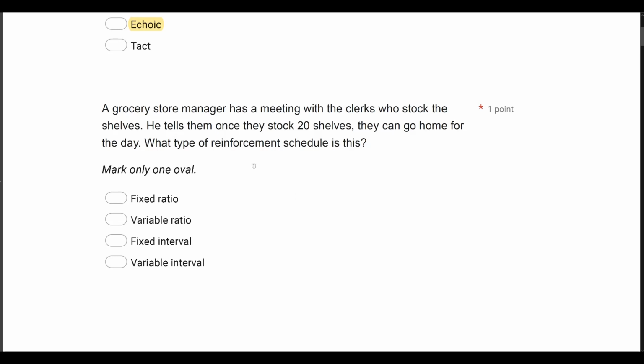So is this reinforcement, where once you stock 20 shelves, you go home for the day, based on an amount of time or an amount of responses? Well, it's an amount of responses. There's no time limit to this. It's just as quickly as they can stock 20 shelves that they get to go home. So we're looking at a ratio. It's based on the number of correct responses. So then we ask ourselves, is it fixed or is it variable? Well, fixed is unchanging. It's a set number. Variable is average. The grocery store manager clearly says if you do 20 shelves, you go home. So it's very clearly fixed. It's a fixed number of responses in order to go home. What type of reinforcement schedule does that represent? Well, a fixed ratio. Break it down like that. Ask yourself, is it time? Is it responses? Is it fixed? Is it changing?